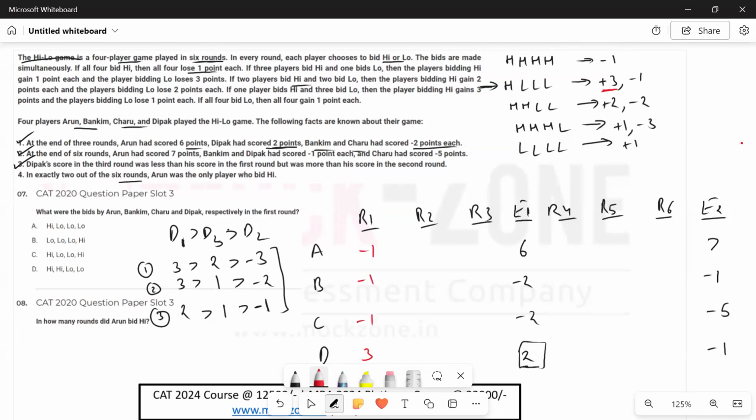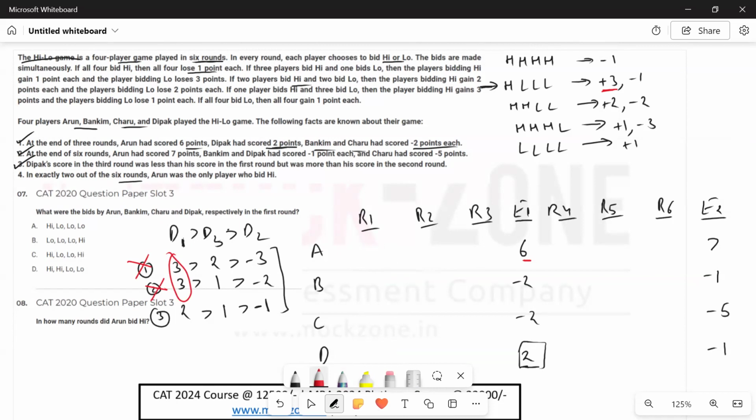But if A is minus 1 in round 1, can it get to 6 by the end of round 3? Even if it scores the maximum, which is plus 3 in round 2 and round 3, then also it will be plus 5. It won't be able to reach 6. So this case is not possible where D1 is equal to 3, because A cannot be minus 1. And if D1 cannot be 3, then this case is not possible. And even this case is not possible, because in both these cases D1 is equal to 3.